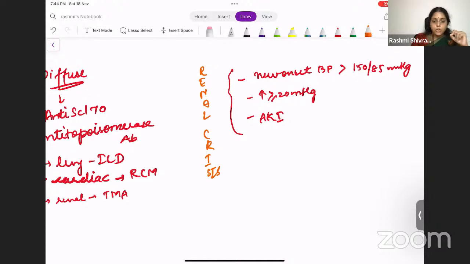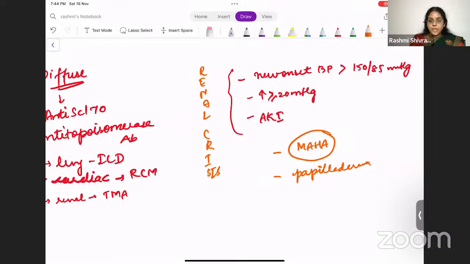So, how do you suspect the scleroderma renal crisis in these patients? The patient will have MAHA. What is MAHA? Microangiopathic hemolytic anemia. These patients will have microangiopathic hemolytic anemia, and they can also have accelerated hypertension findings in their eyes, like papilledema.